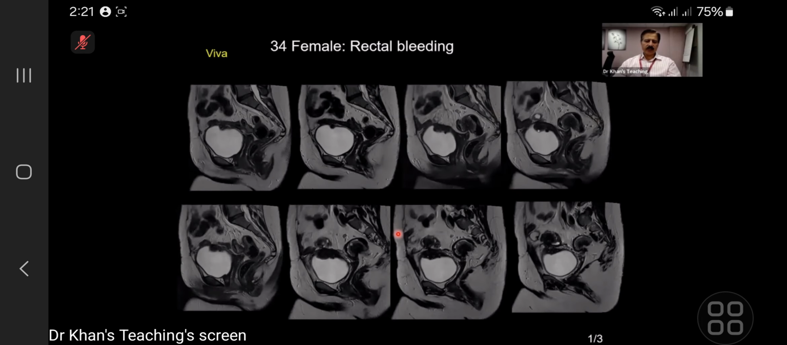Okay, candidate 4. This is your case. This patient has had a hysterectomy, and this patient is 34 years old. The patient presents with rectal bleeding. Over to you.